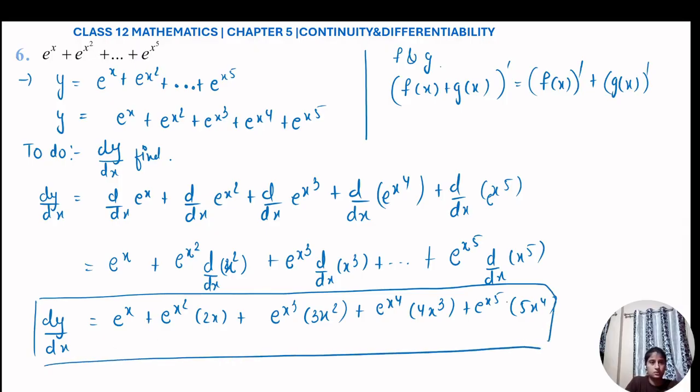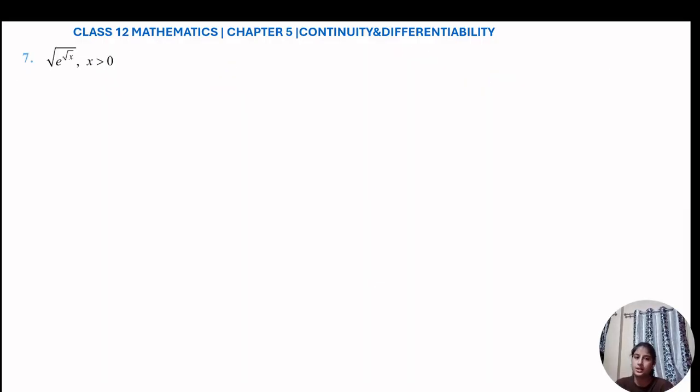Okay, so now this question is done. Now let's move to the next question, that is the last question of this video. So this is root of e to the power root x, wherever x is greater than 0.